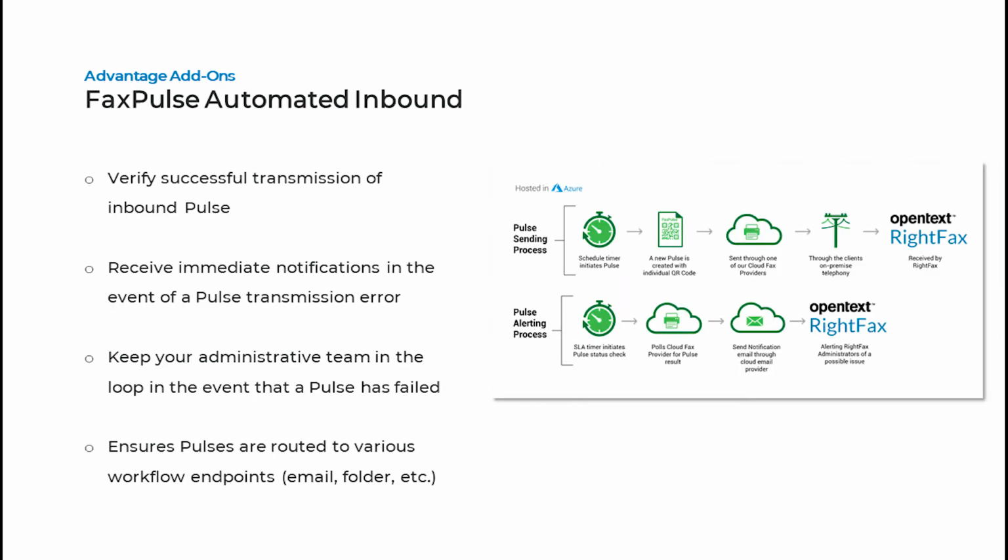Our FaxPulse Automated Inbound, also known as FaxPulse AI, is a great tool to verify your inbound faxing is working correctly. FaxPulse AI will track an inbound fax from the time your server receives the call all the way to various workflows, such as a network folder, an email, or delivery into an application. FaxPulse AI will also send you an email if there is a phone line problem.